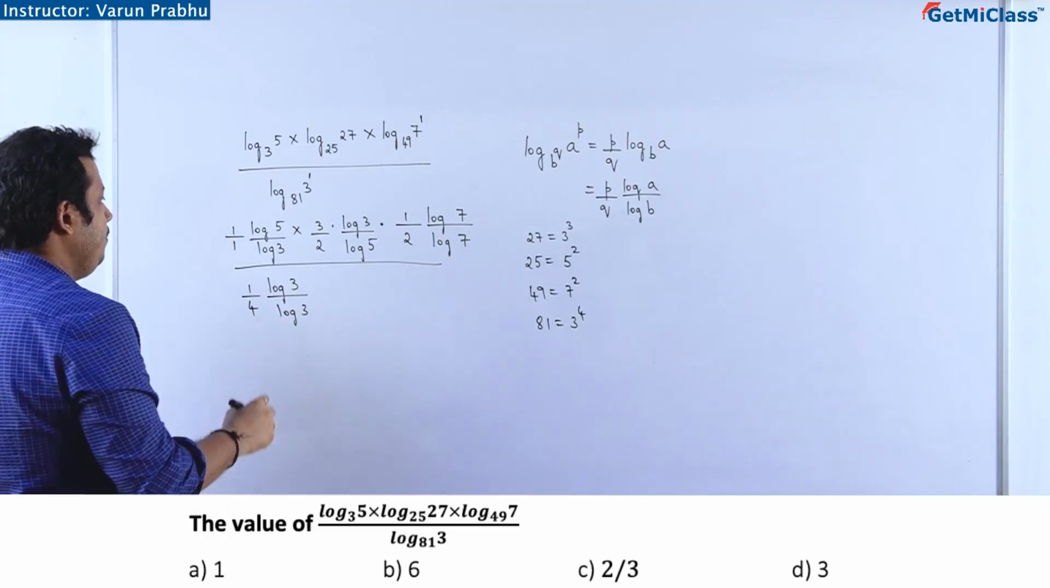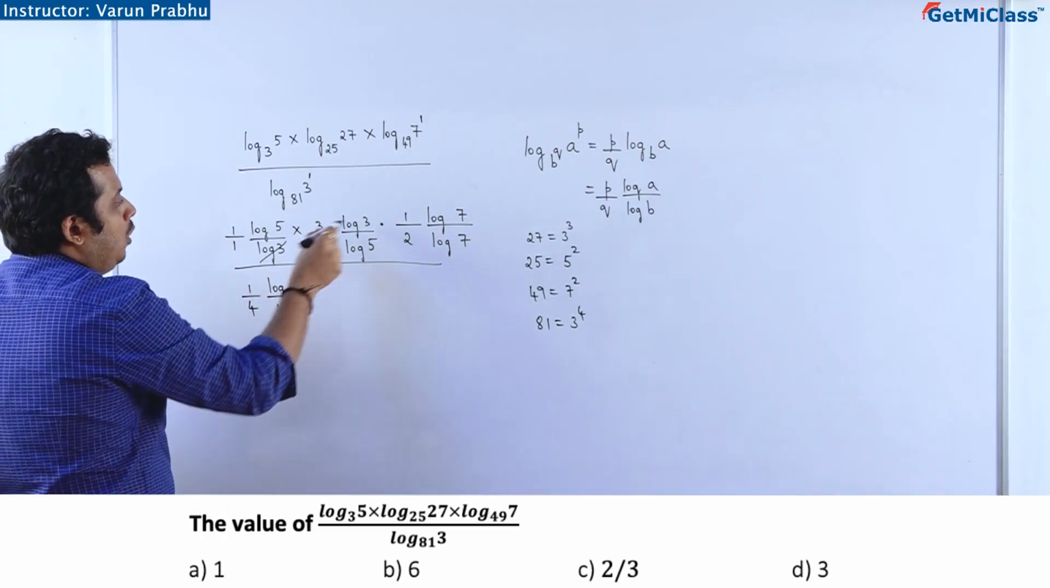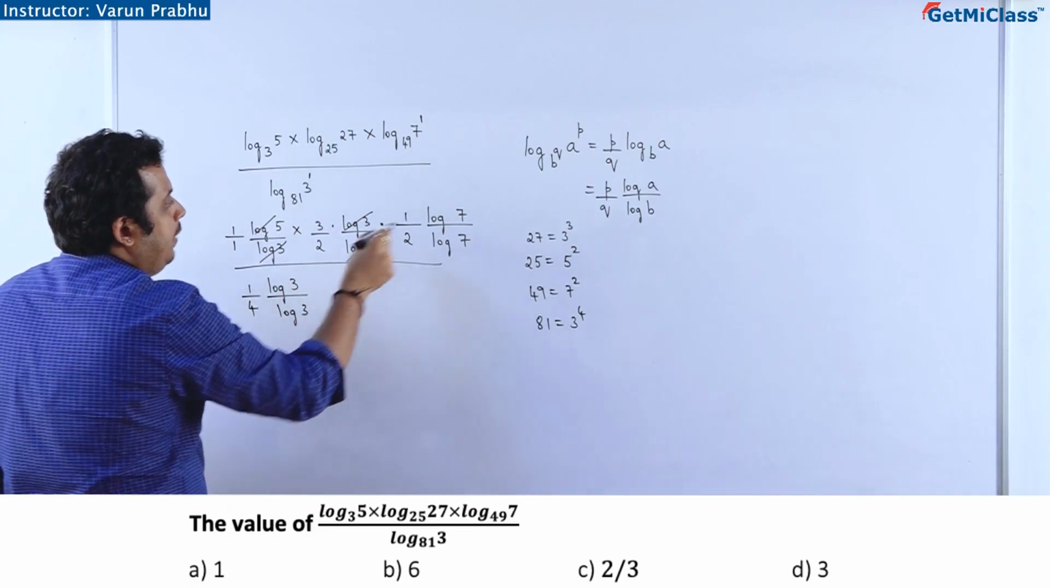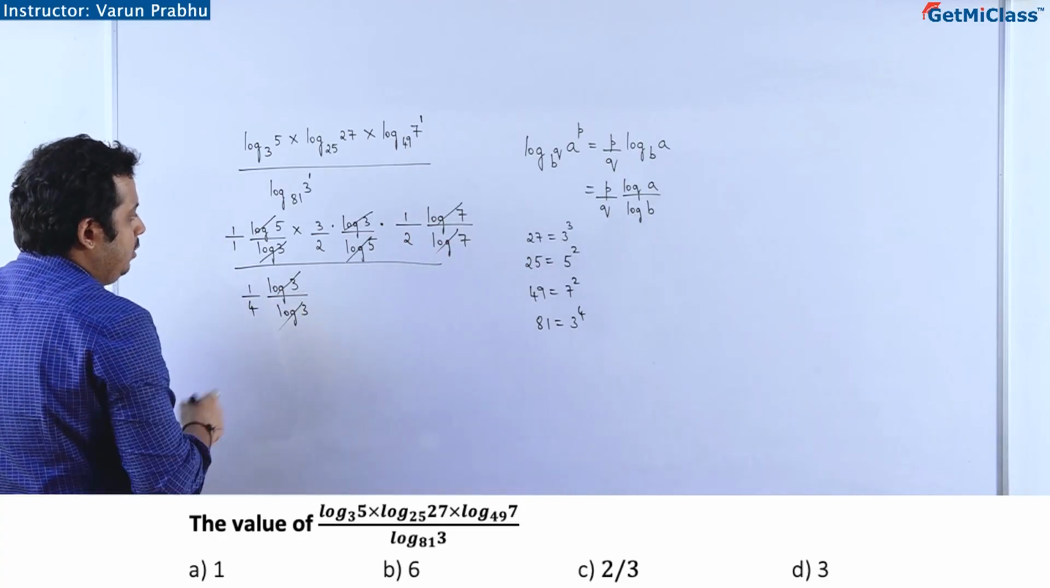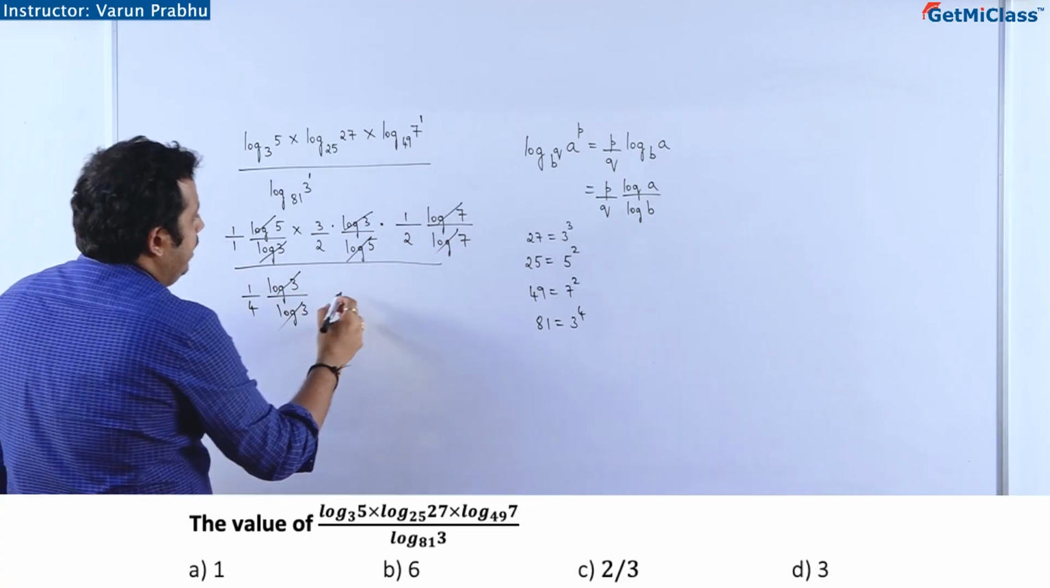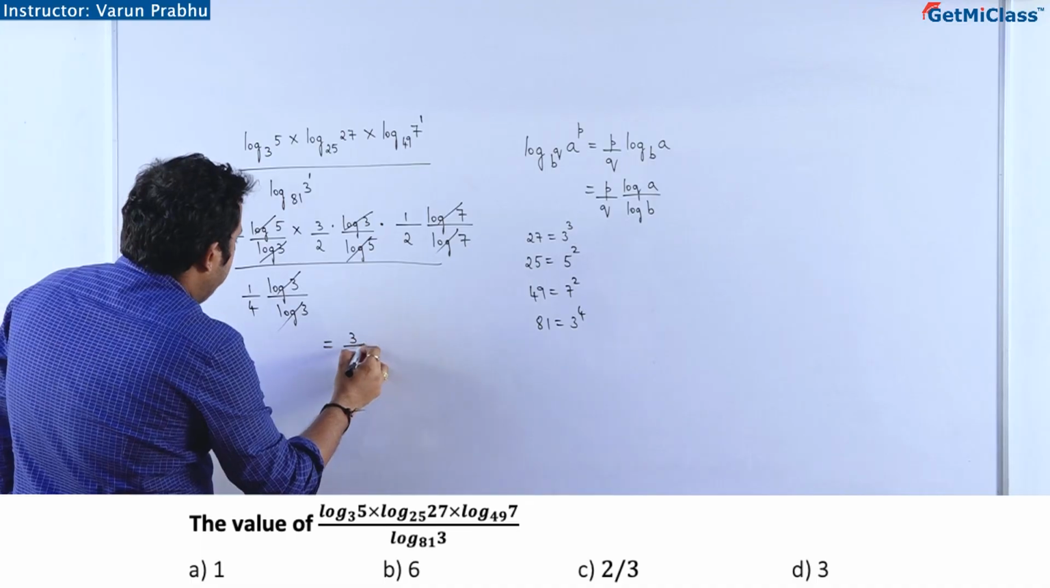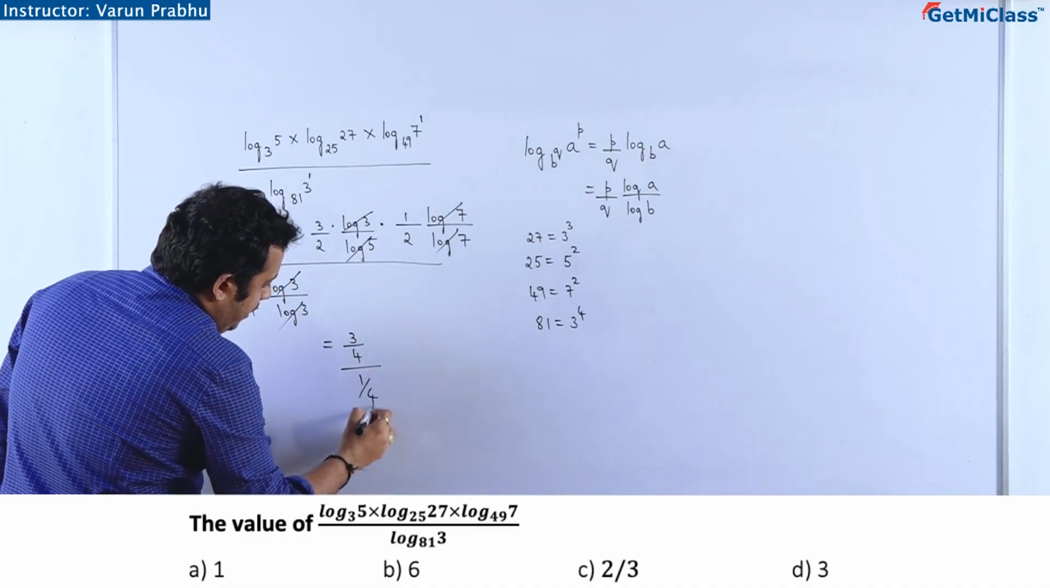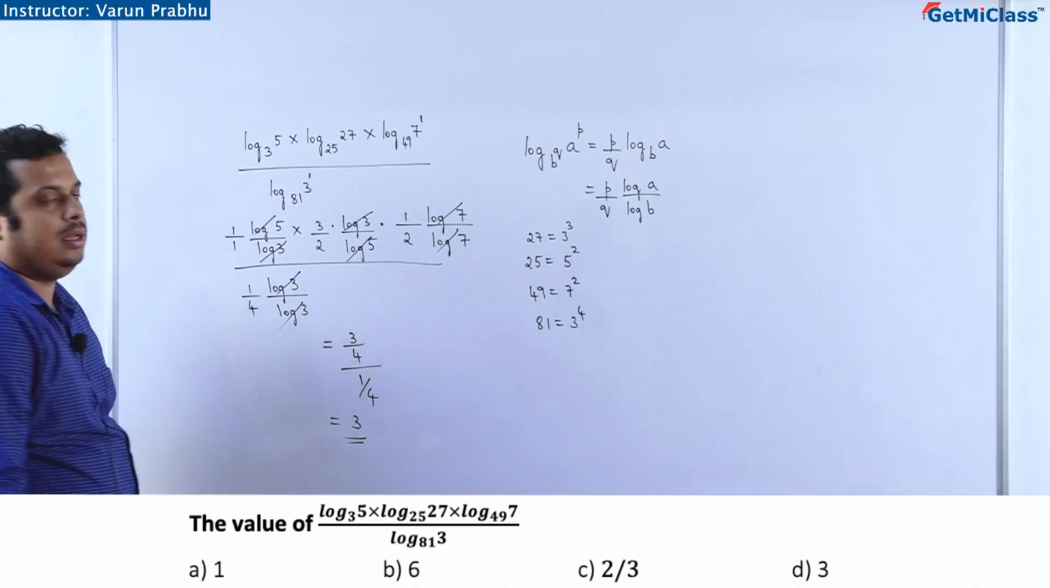So what will I get now? I can cancel out log 3 with log 3, log 5 with log 5, log 7 with log 7, log 3 with log 3. So your answer to the question here will be equal to 3 divided by 4 divided by 1 divided by 4. Your answer to the question will be equal to 3. This is the answer.